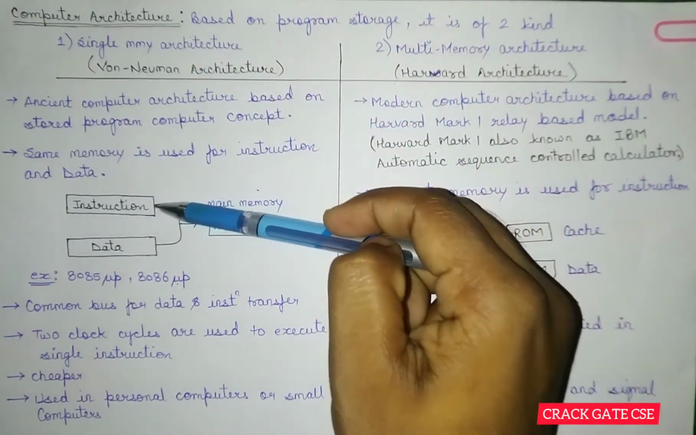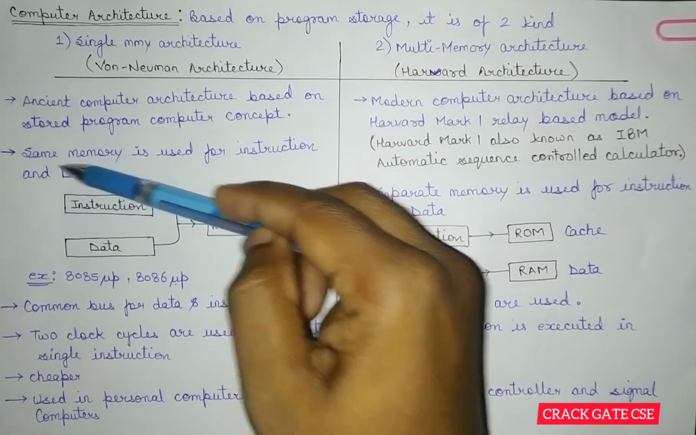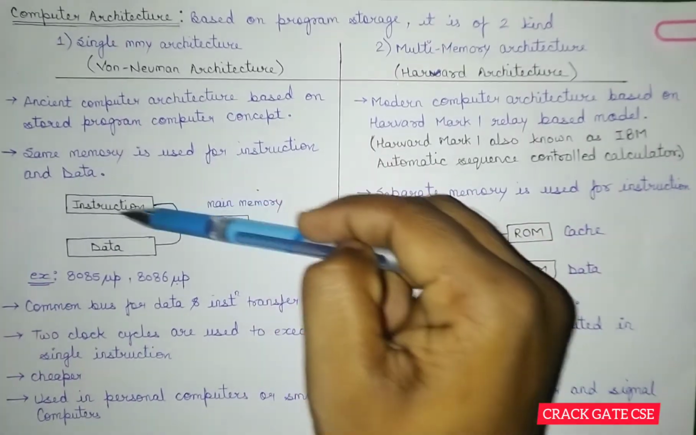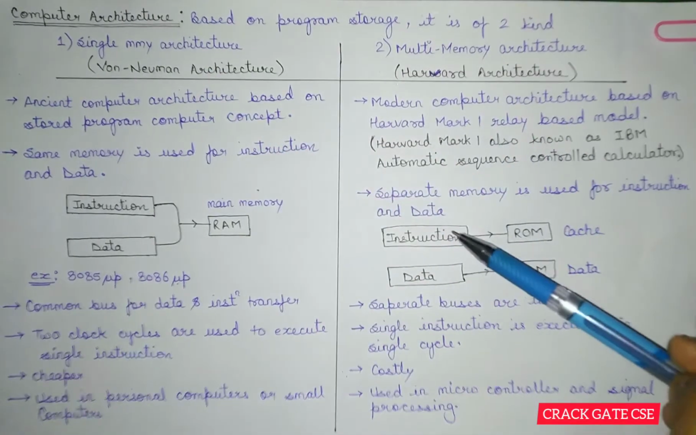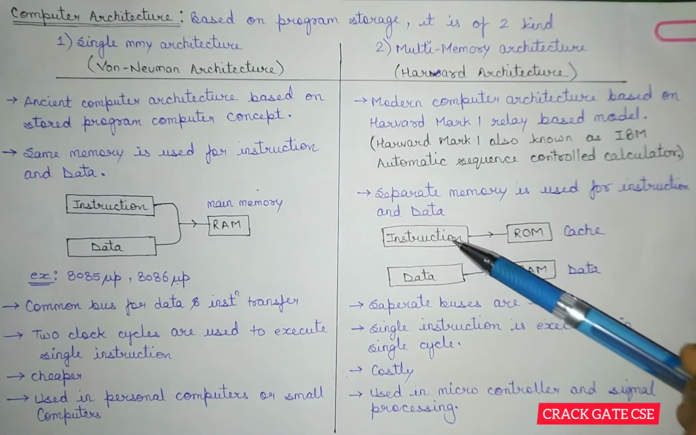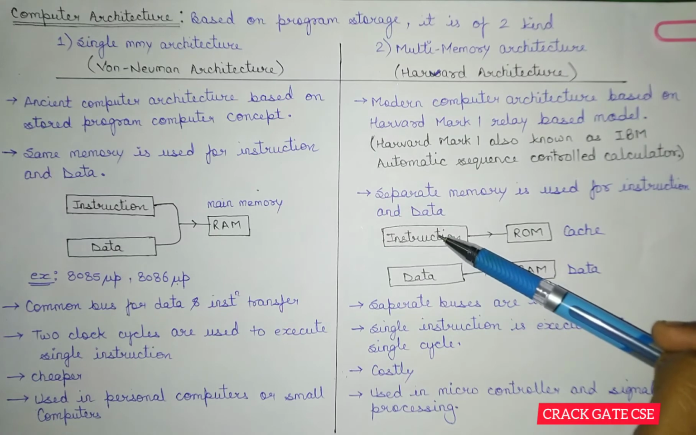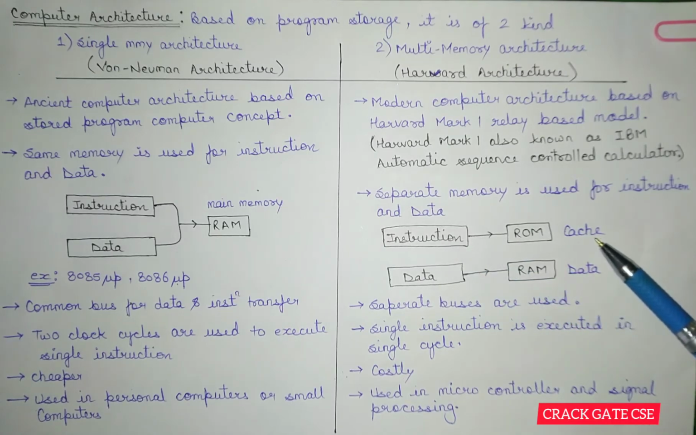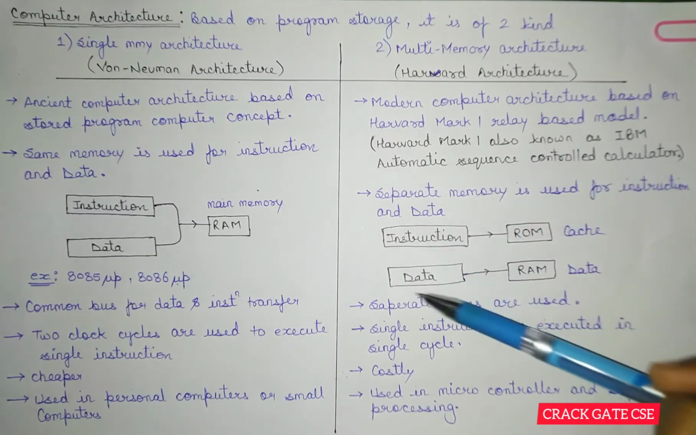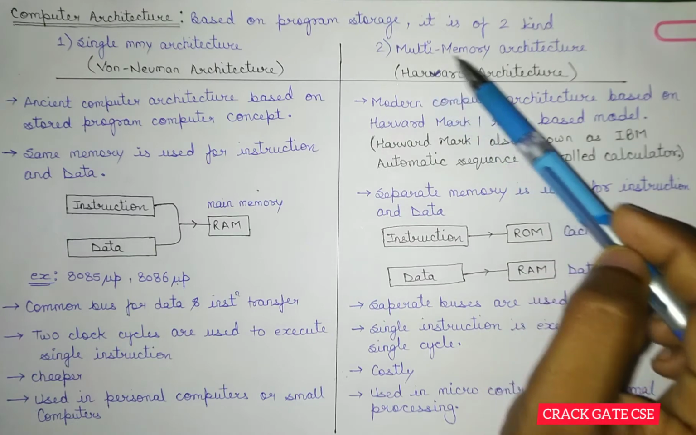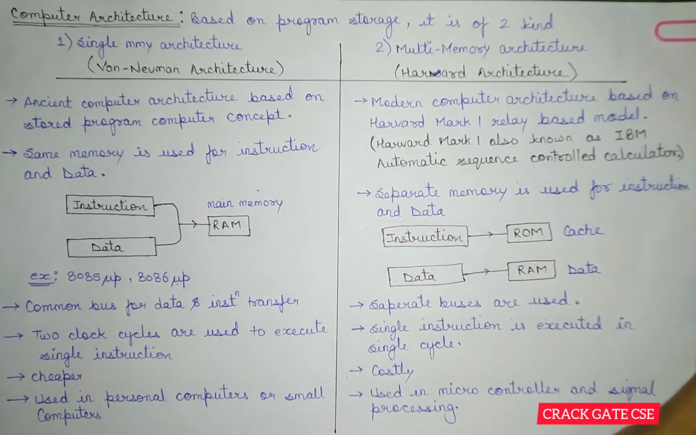And here you can see this particular diagram. So here we are having the same memory for the instructions as well as data. That's why it is known as single memory architecture. But here we are having separate memories for the instructions and data. Instructions are stored in cache memory or the code memory, and the data is stored in the RAM, which is nothing but the data memory, right? So here we are having multiple memories. That's why we call it a multi-memory architecture, right?